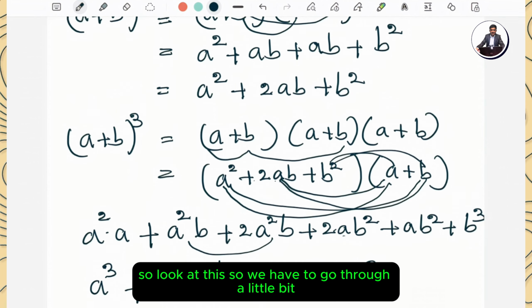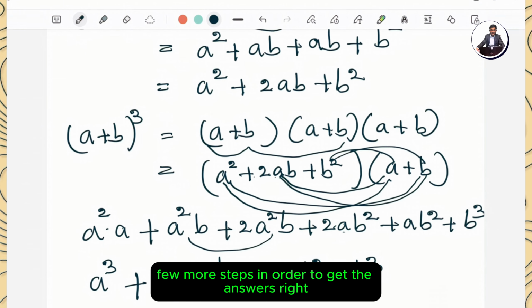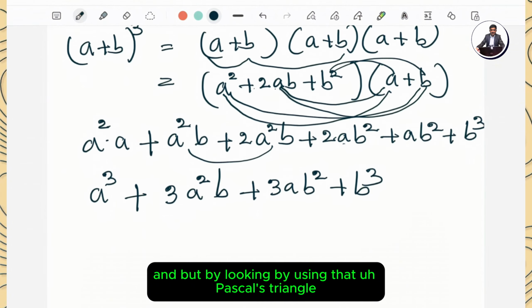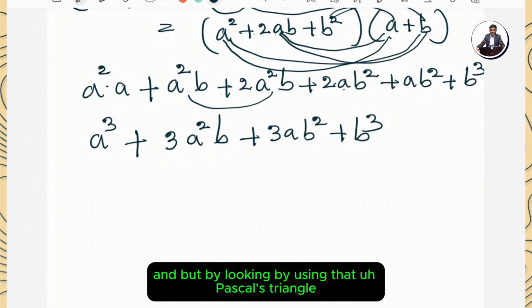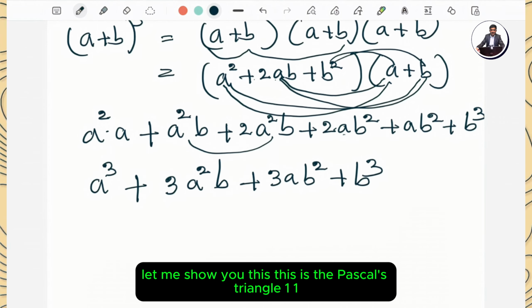Right, so look at this. We have to go through a few more steps in order to get the answer, right? But by using Pascal's triangle, you can write the answer straight away. Let me show you this.